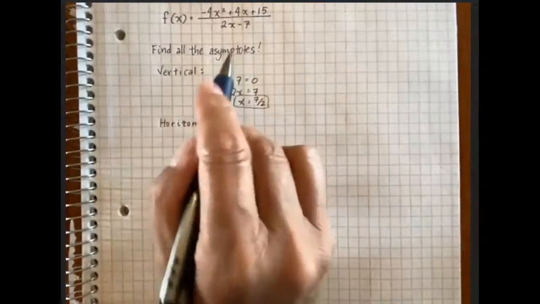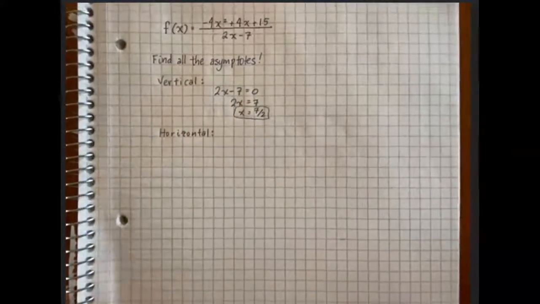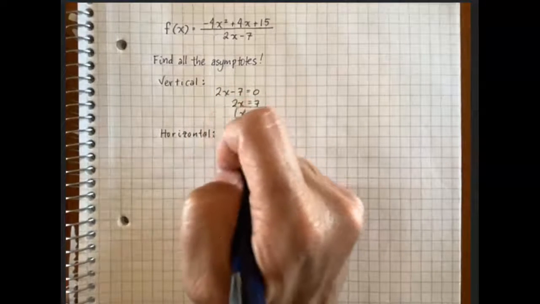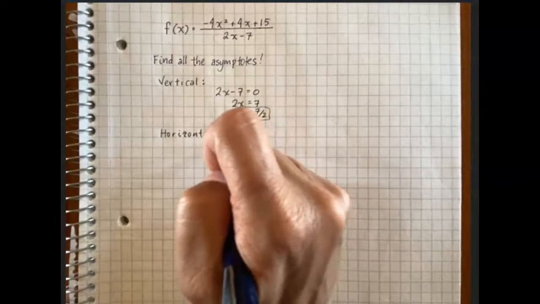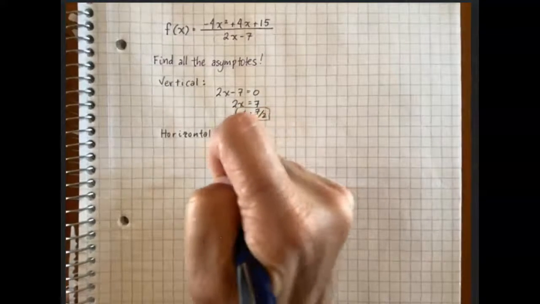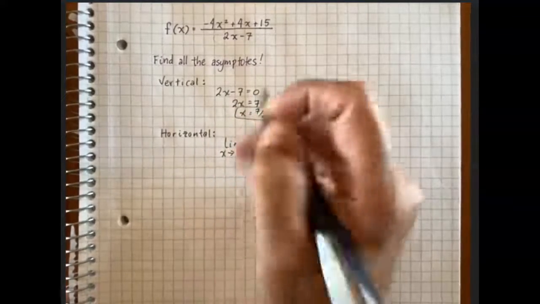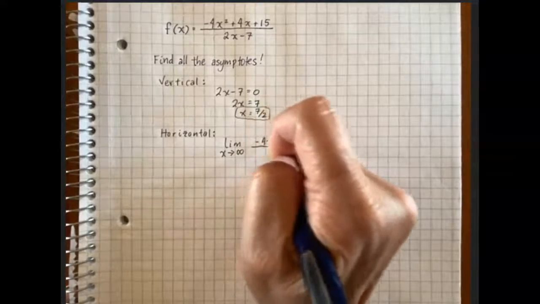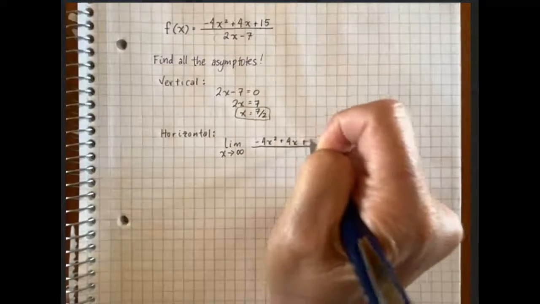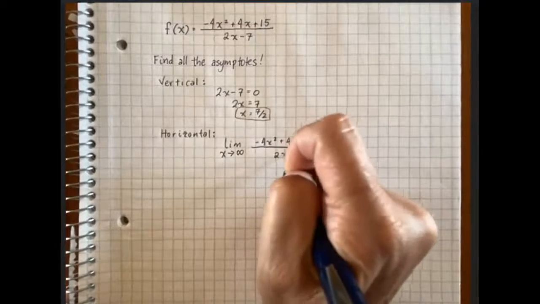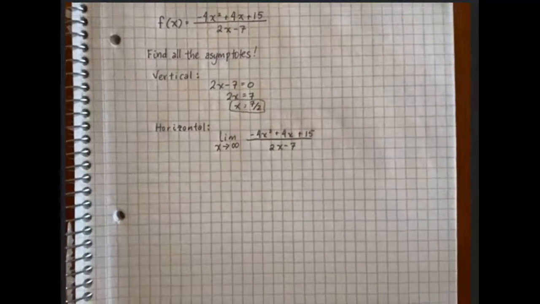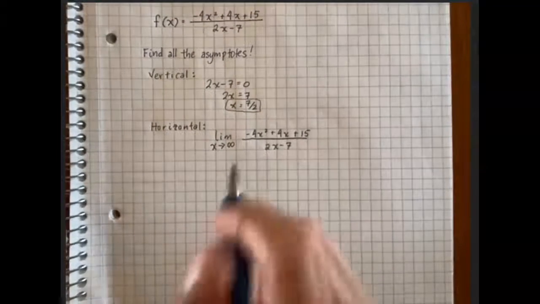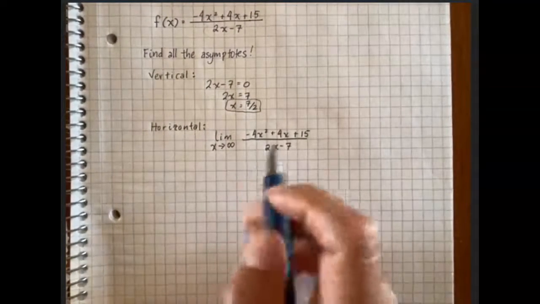For horizontal asymptotes, we're going to find the limit, because that is in fact what's happening. We're going to find the limit of this function as x approaches infinity. You can also find it where x approaches negative infinity. It's just as important, but I think we're just going to find one here. So the limit as x approaches infinity of the whole thing, negative 4x squared plus 4x plus 15 all over 2x minus 7. And we can use that trick again where we divide every term by the highest degree of the x terms. So x squared is what we're going to use.